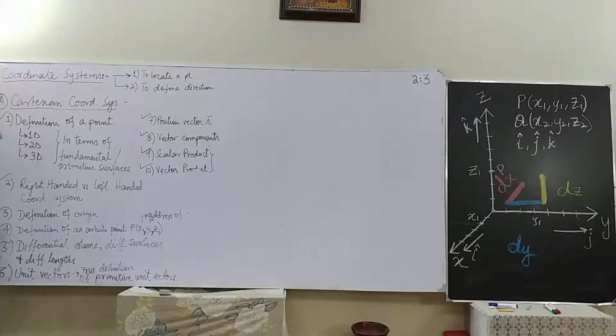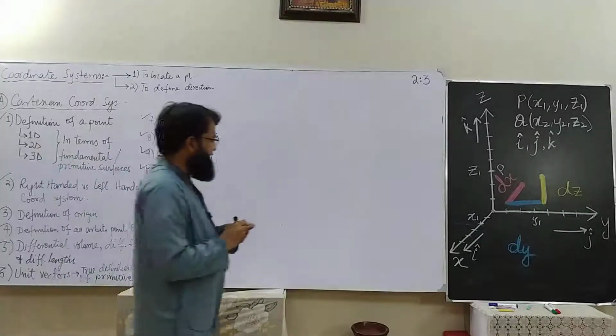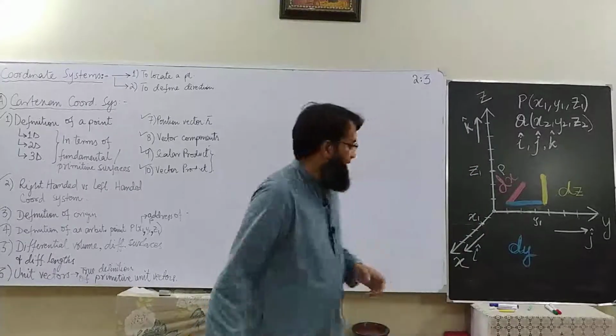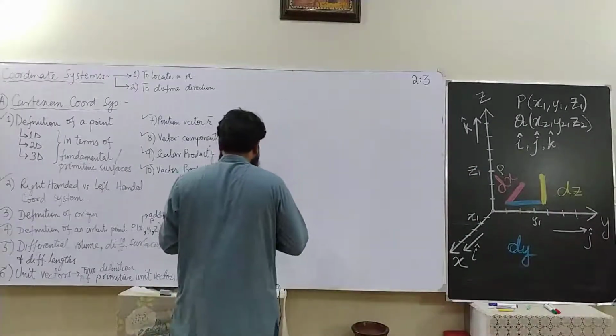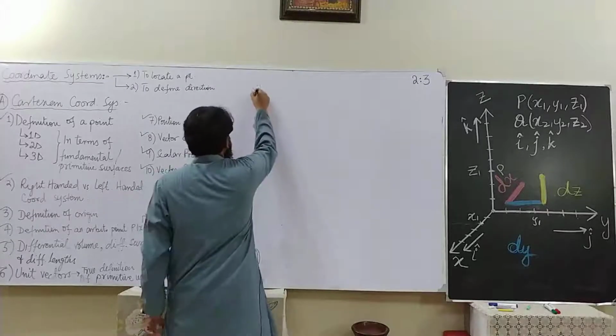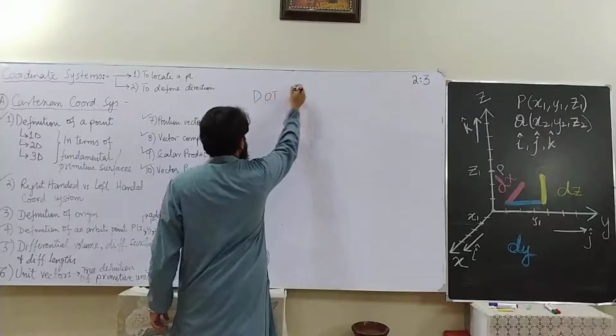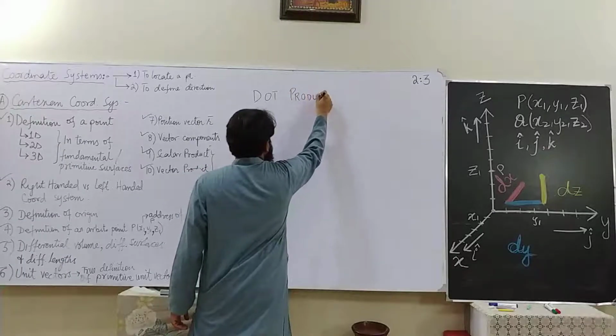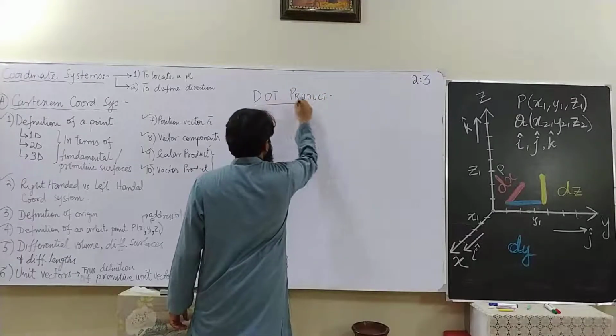All right. Final thing is scalar product and vector products. Scalar product or the dot product, you all know. I don't have to explain it. I just want to tell you one thing. That's why I'm writing it.